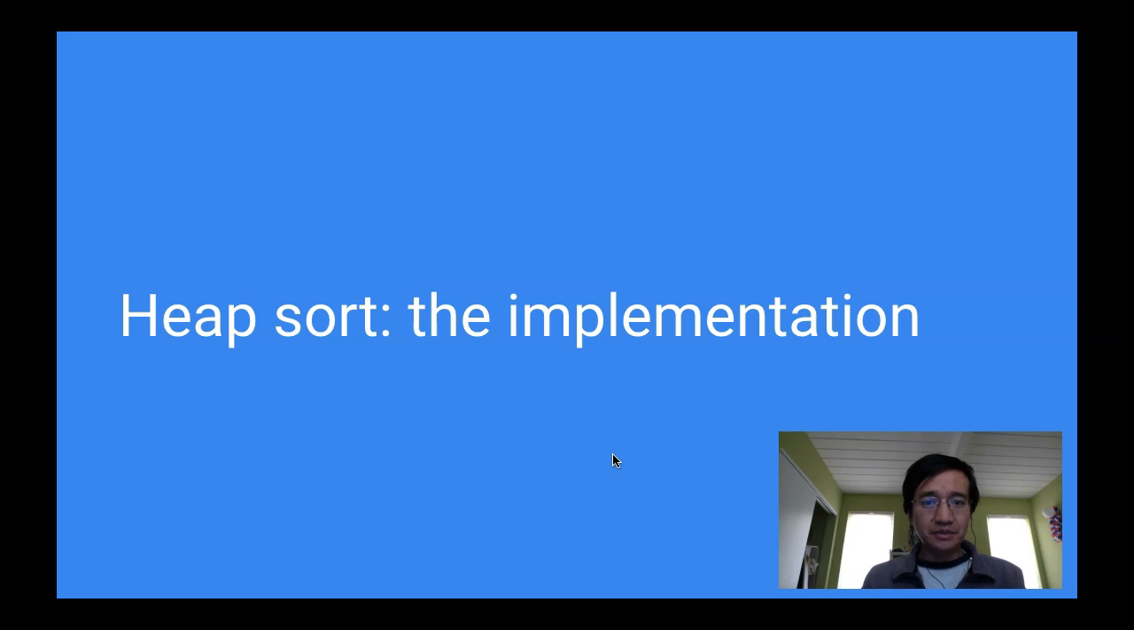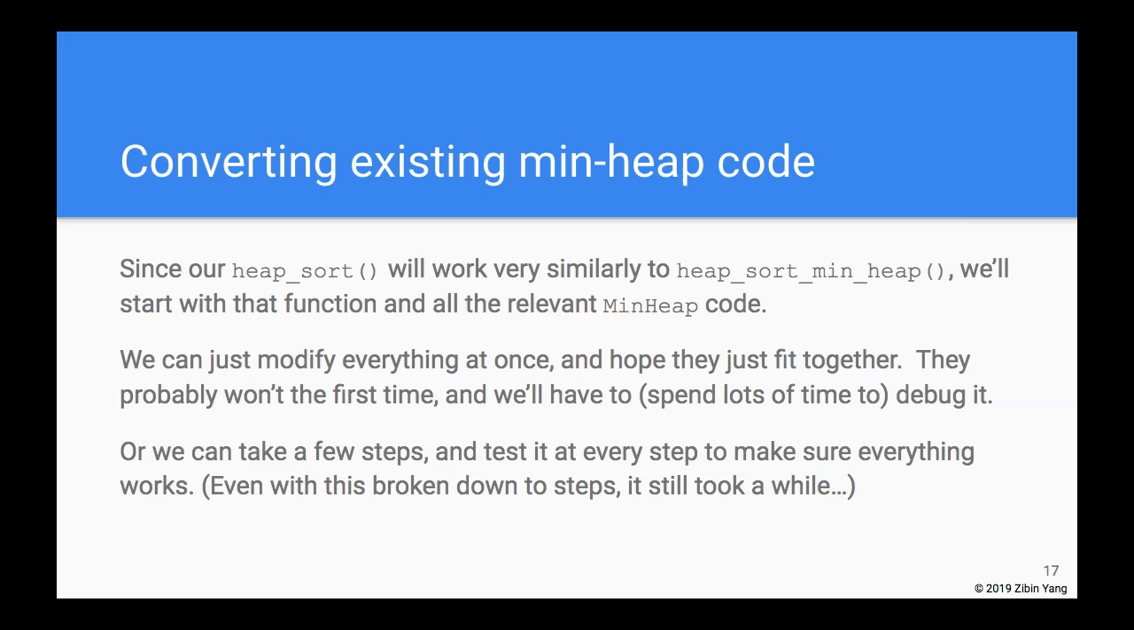Alright, so in this video, we're going to talk about how to implement the in-place heap sort. In-place heap sort will just use a very similar idea to the heap sort using a min heap. So we can start with that function and just convert the code to do the in-place heap sort.